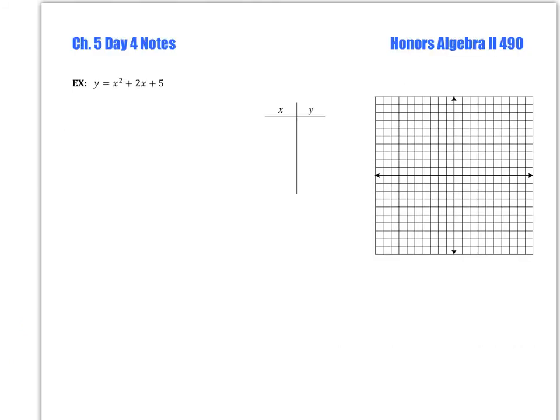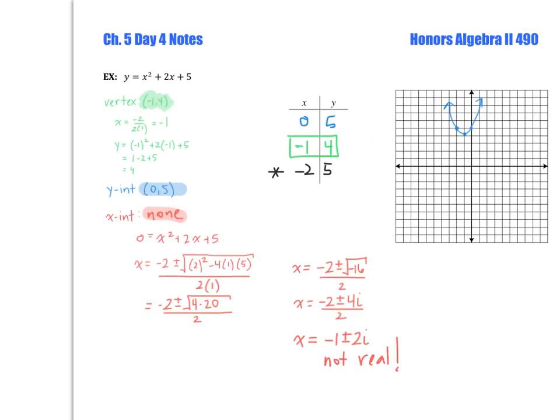I want you to try this last example on your own. Here's a clue: your x-intercepts are going to take a little bit more work because you can't necessarily factor this. So see where that takes you. Go ahead, pause the video, try this problem to completion, come back and check how you did. All right, so let's see how you did.